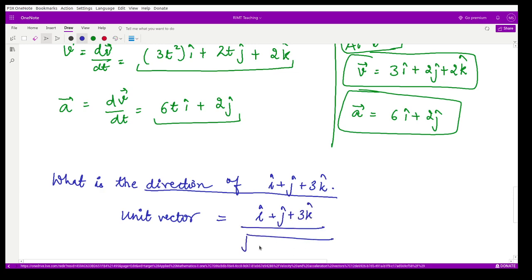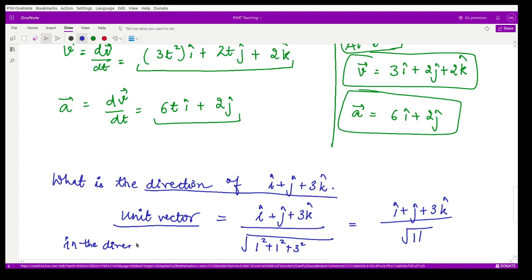And what is the magnitude? Square root of 1 square plus 1 square plus 3 square. So that is equal to I cap plus j cap plus 3k cap divided by the square root of 1 plus 1 plus 9, that is 11. So square root of 11. So this is the unit vector in the direction of I cap plus j cap plus 3k cap.